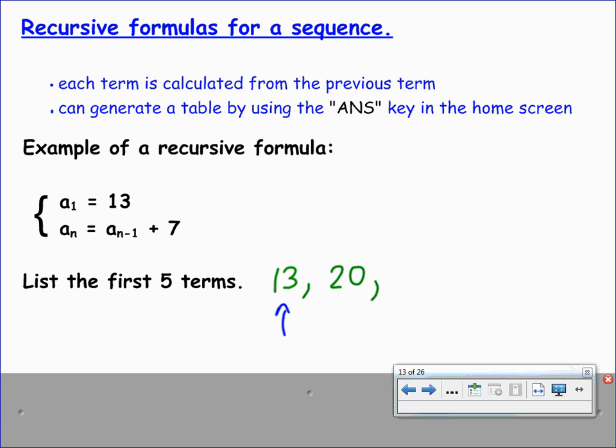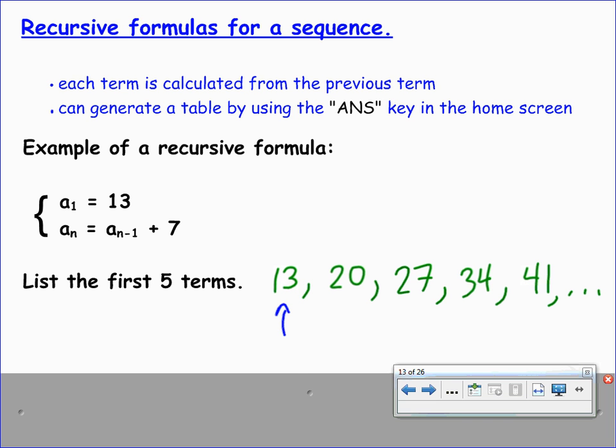20. It's that easy. To get the third term, I'll look at the one right before it, 20, and I'll do what to it? Add 7. To get the fourth term, you guessed it, look at the third term and add 7. So have I gotten to 5 terms yet? 1, 2, 3, 4, 5, dot, dot, dot.